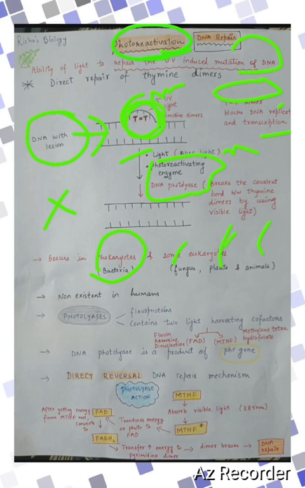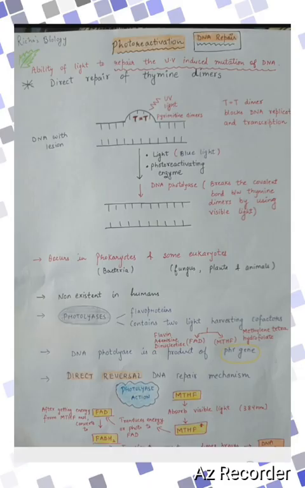And here, how does this photolyase work? Basically, it consists of flavoproteins, which contain two light-harvesting cofactors. One is FAD, one is MTHF. What is FAD? That is flavin adenine dinucleotide. This you have to remember. Second, what is the full form of MTHF? That is methylene tetrahydrofolate. This you have to remember. And DNA photolyase is a product of the PHR gene. This you have to remember.